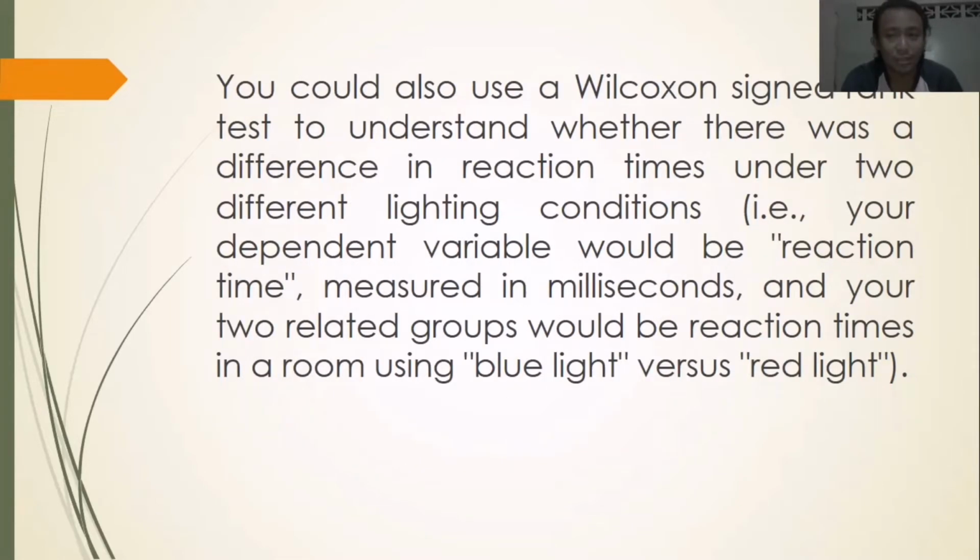You could also use the Wilcoxon signed rank test to understand whether there was a difference in reaction times under two different lighting conditions. In this example, your dependent variable would be the reaction time measured in milliseconds, and your two related groups would be reaction times in a room using blue light versus red light. As you can see in the first example and the second example, we are comparing two situations. Not just comparing, but we are looking for the difference between these two.